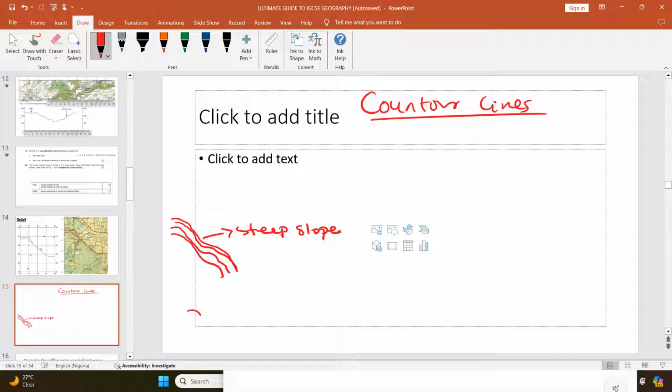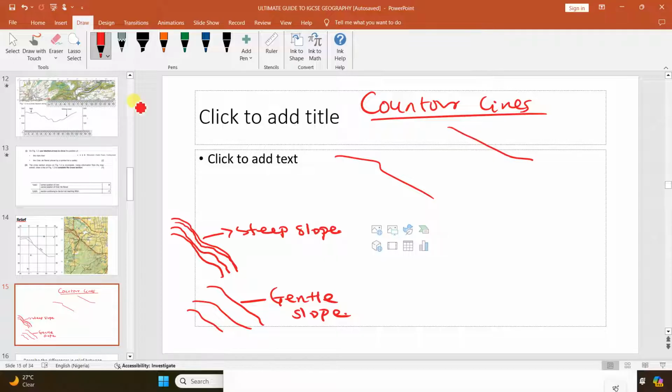Then when the contour lines are far apart from each other, it represents a gentle slope. When you see contour lines that are very far away from each other, it is referred to as flat land. Each of these contours will have values, and there is what is called the contour interval, which is the difference between two contour lines. Usually in IGCSE, the difference used to be 10 meters.